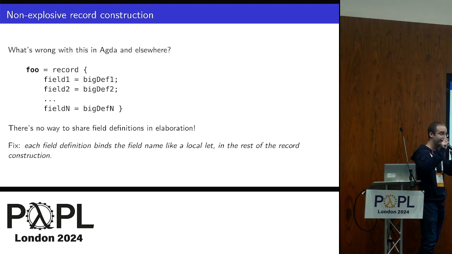So the veteran Agda users know that they have to use copatterns instead of this, because the copatterns actually require an elaboration to a top-level copattern matching definition, and it also makes it lazier to perform all these unfoldings, and then the performance can be actually fixed. But I think users should be able to actually write a local inlined record definition. I think it's a good feature to have.